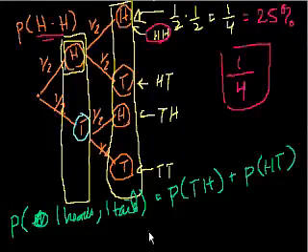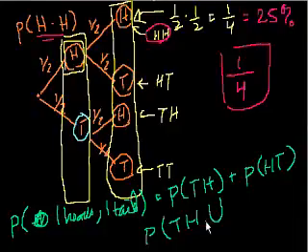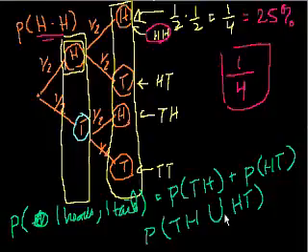Or we could write that with set theory notation, but it's good to be familiar with all of these. It's the probability of getting tails heads, or this U-looking thing, which means or in set theory, the probability of getting heads tails. We can get tails heads or heads tails.